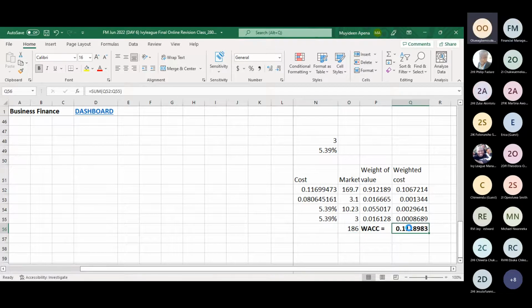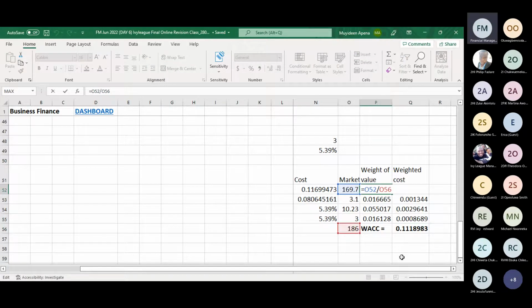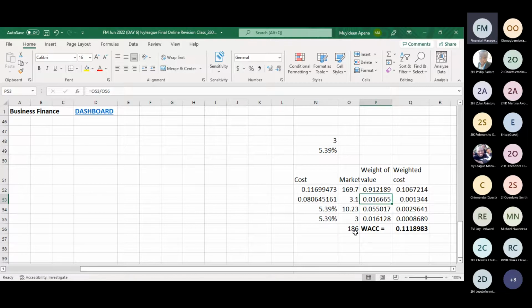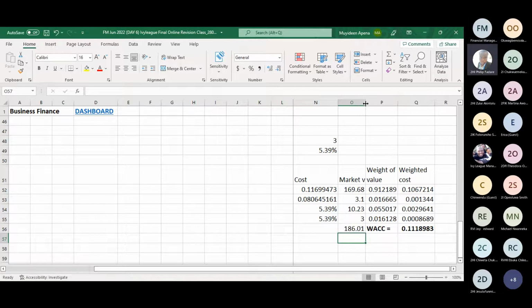Yes, sir. Please, can you go over the formula for the weighted value and weighted cost? Weighted value is this. For equity, it is the market value of equity divided by total market value of the company. Total market value of the company is the sum of all the market values of the instruments. You get?